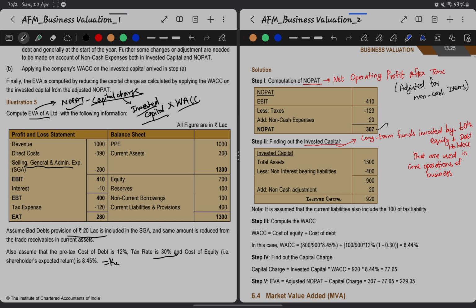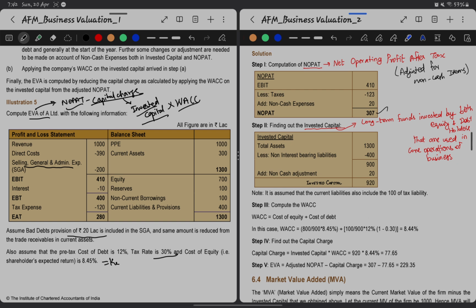This gives us the core business operating profit before interest and after taxes. These non-cash items are to be eliminated because they are for financial reporting frameworks, but as an investor they will not require all those things. They just want how much is the cash profit after taxes. Hence this net operating profit after taxes adjusted for non-cash items will give us the NOPAT, and then we'll be reducing the capital charge. How much is the cost for this invested capital? So we need the weighted average cost of capital because the firm might have both debt and equity. The invested capital's cost we have to eliminate from the NOPAT.